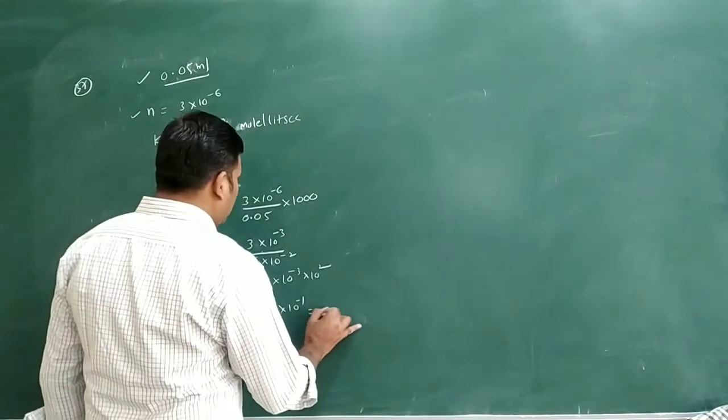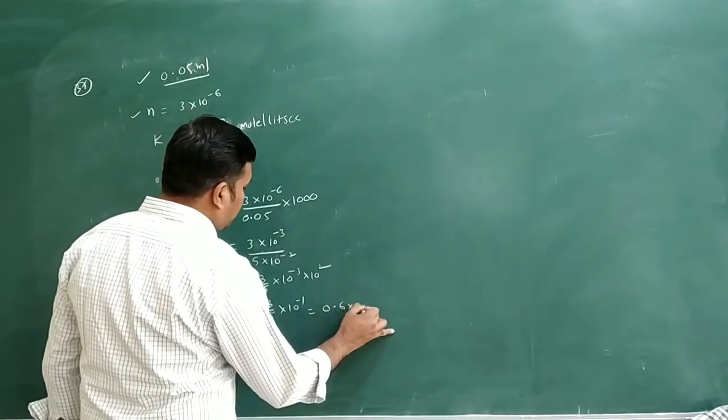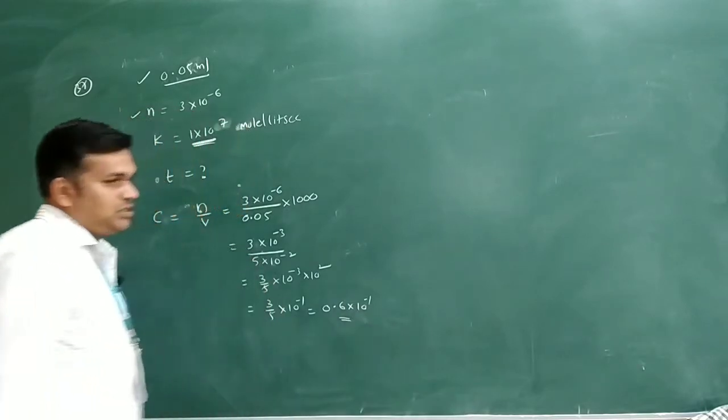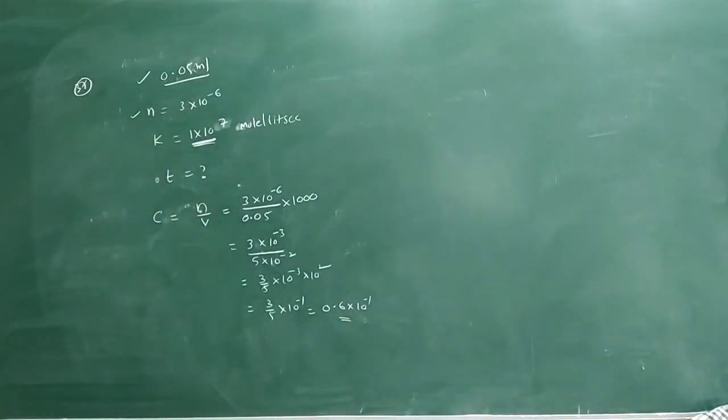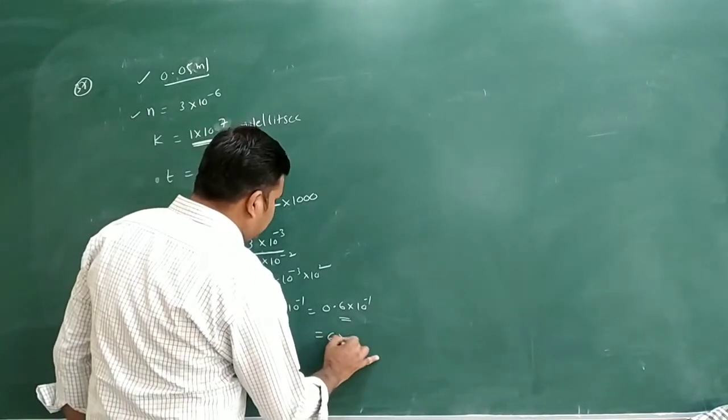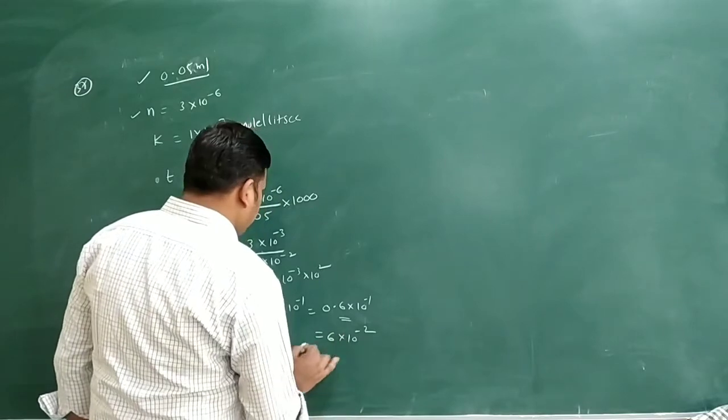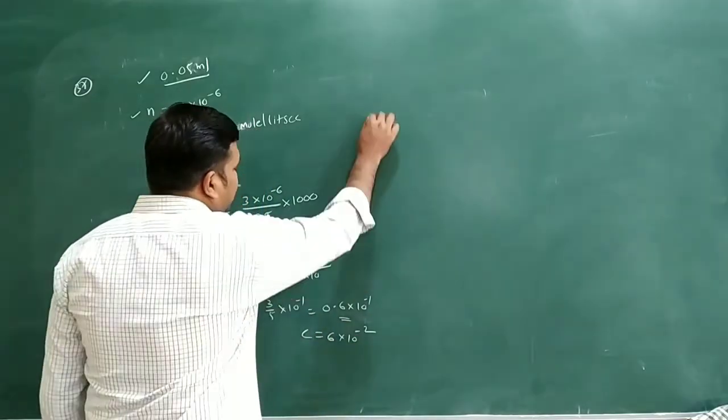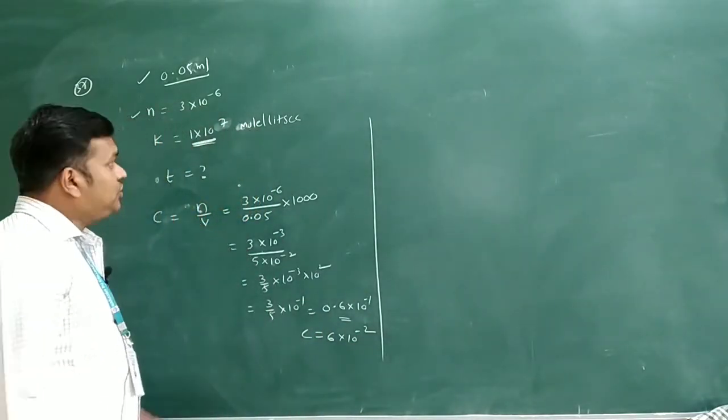So 3 by 5 means what you will get here? This is 0.6 into 10 power minus 1. So this is the concentration of the solution. We can write this in the form of 6 into 10 power minus 2. This is the concentration; you are being asked to find the time.